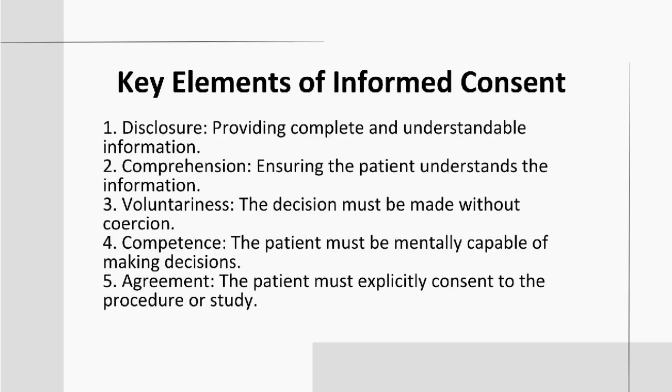Section 2. Key elements of informed consent. There are 5 critical elements to informed consent. Disclosure. The patient must be given all the relevant information in a way they can understand. Comprehension. It's not enough to give information. We must make sure the patient actually understands it. Voluntariness. The choice must be free from pressure or coercion. Competence. The patient must be mentally capable of making the decision. Agreement. Finally, they must explicitly consent to the procedure or study. Each of these elements ensures the process is truly ethical and patient-centered.